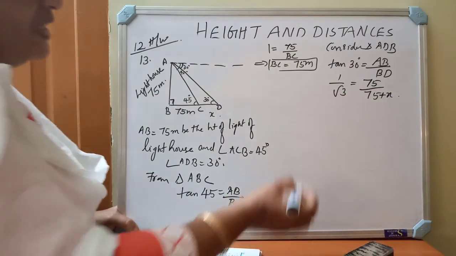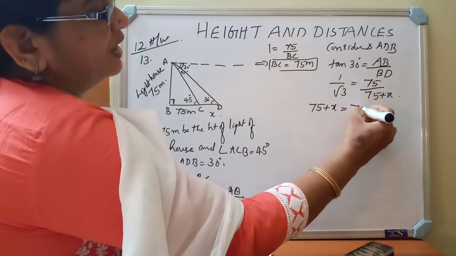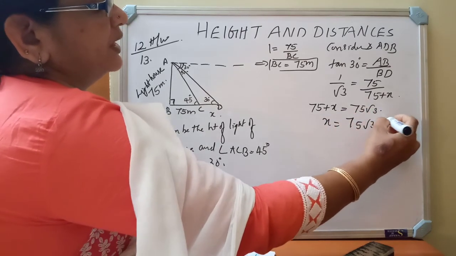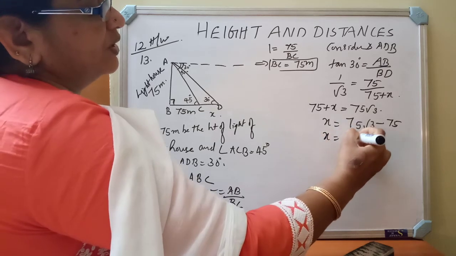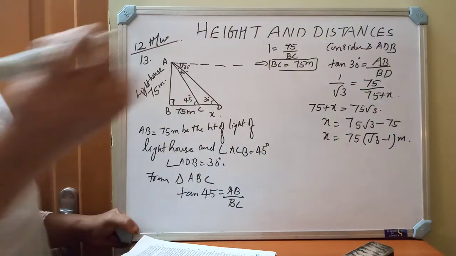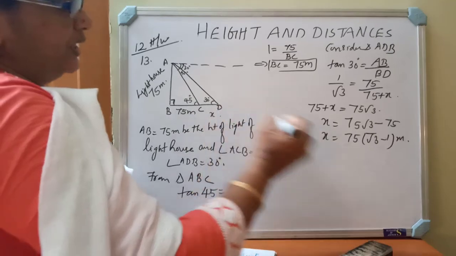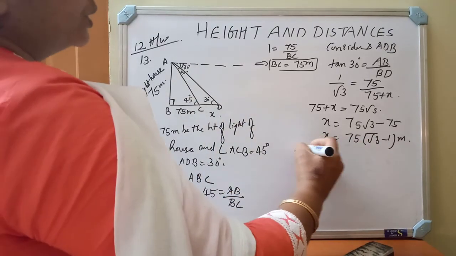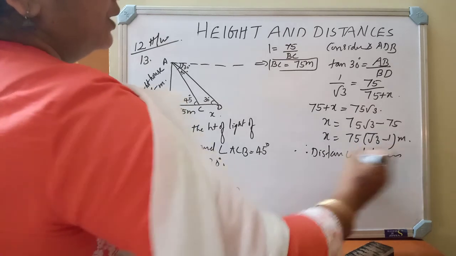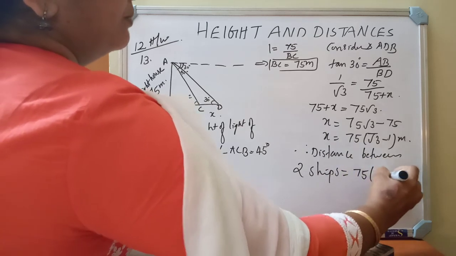Cross multiply, children: 75 plus x is equal to 75 root 3. So x equals 75 root 3 minus 75, that is, x is equal to 75 into root 3 minus 1 meters. So this x value, CD, is what they ask you to find out. Therefore the distance between the two ships is equal to 75 into root 3 minus 1 meters.